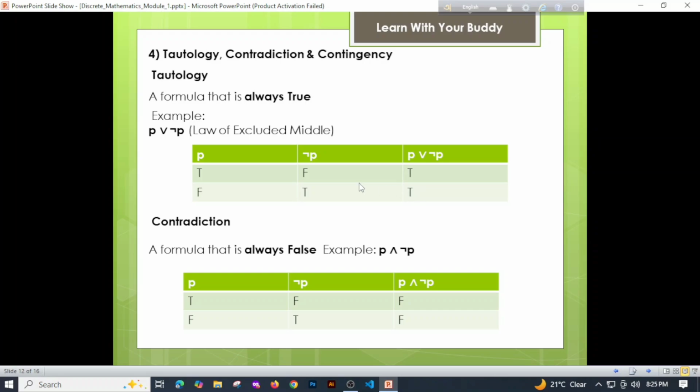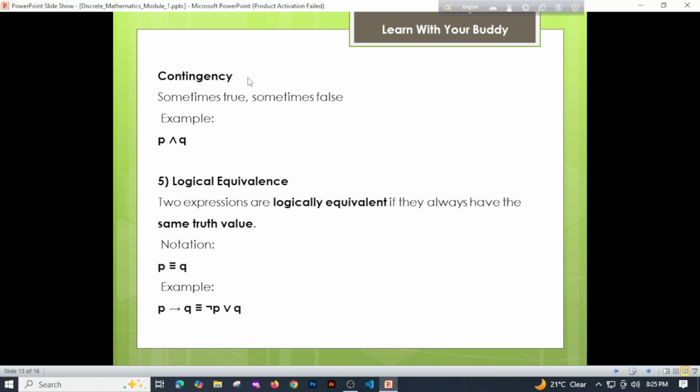If you feel any problem while doing this, please go back in this video and watch it again, and then solve these tautologies and contradictions. Then we have contingency, which is sometimes true, sometimes false, for example P and Q. Then logical equivalence: two expressions are logically equivalent if they always have the same truth value. You will be clearer when we do some practice on this.